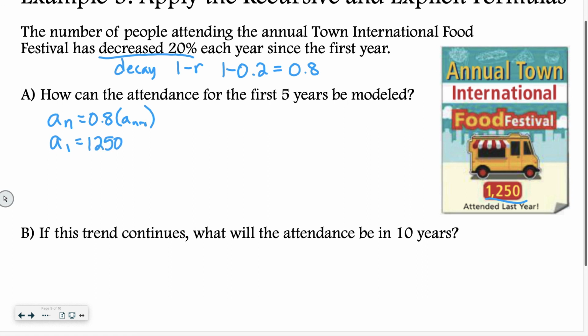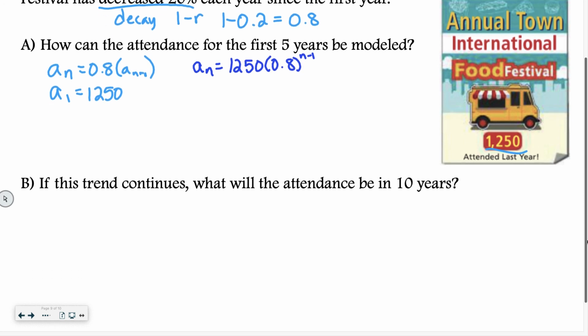If I were to want to write an explicit formula, I would say a of n equals my first term times my rate of change to the n minus 1 power. So that's how I would model those equations, those formulas. Then, once I've done one or the other of those, you didn't have to do both, I just wanted to show you both ways.